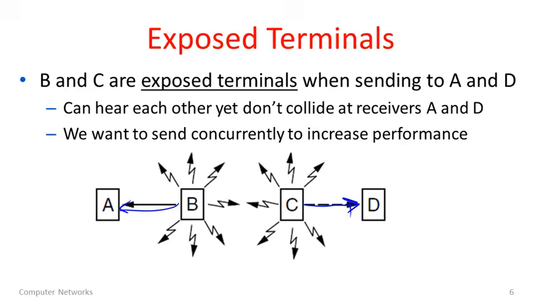They're exposed terminals because B and C can hear one another. When they're sending, it looks like their signals will collide here. However, C's signal doesn't propagate all of the way to A. There's no problem here. So A will be able to receive B's signal cleanly. Similarly, B's signal doesn't propagate to D, so D will be able to receive C's signal cleanly. When this situation occurs, we would like to take advantage of it and have B and C send at the same time, because we'll get more performance out of the network. We can send two frames concurrently and get them both through the network.